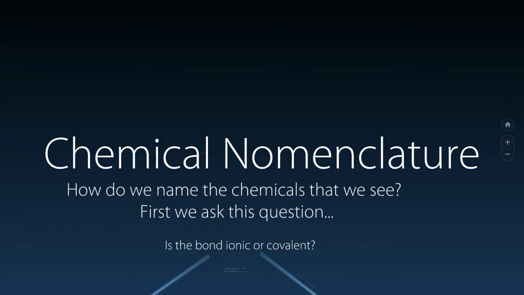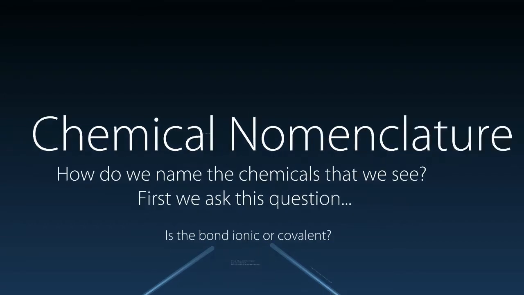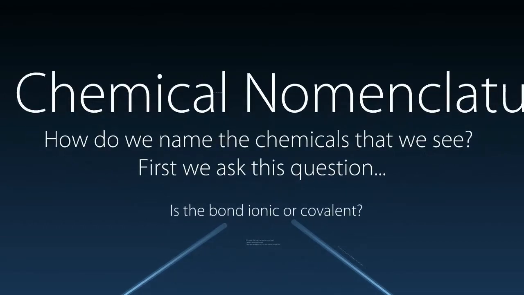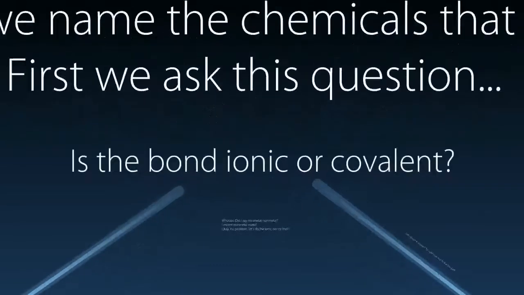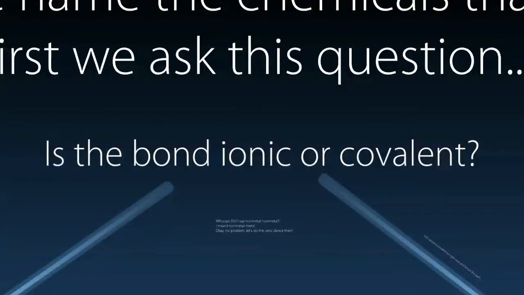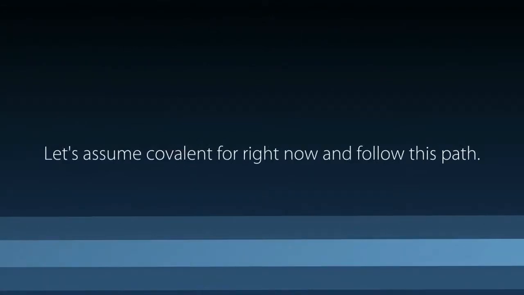So what we have here is the first question we have to ask when we are naming a compound. If you're given a chemical formula, you've got to ask this first. The first question you ask is: is the bond ionic or covalent? We're going to follow along and take the covalent path at this point.